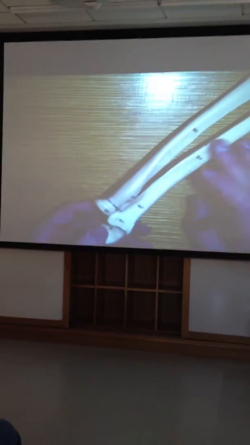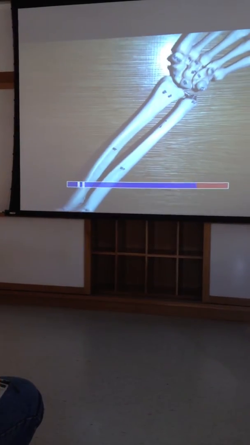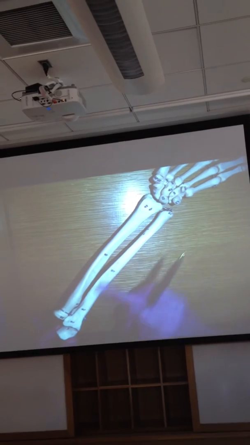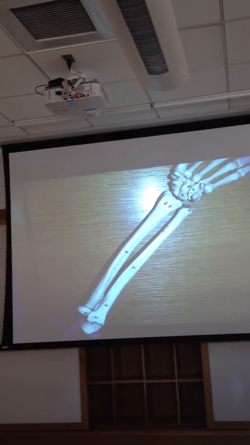So again, this is a left forearm. Here's the ulna located, actually let me back up, you're probably going to like to see these things. So this is a left arm. This is the ulna located medially. This is the radius located laterally.